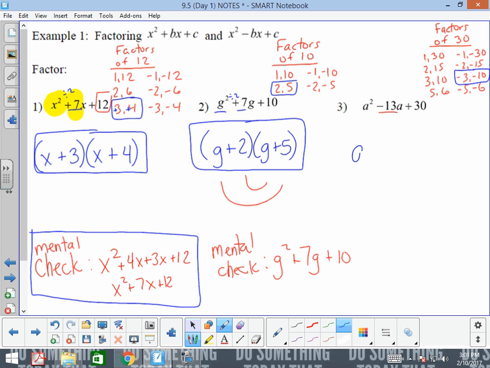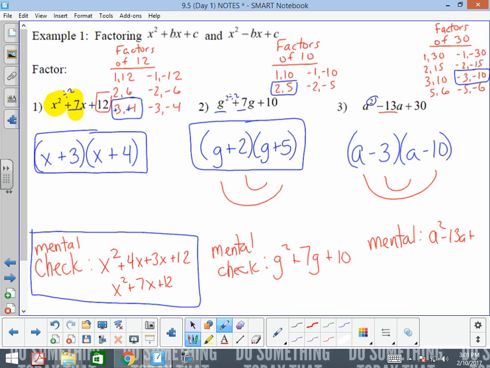So this answer, again, make sure you divide the first term's exponent by 2. A and A are the first terms in each parentheses. Minus 3 and minus 10 will be the last term in each parentheses. Use FOIL to check. And you get A squared minus 10A minus 3A, that's minus 13A, and then last times last is positive 30. So it does check. So our final answer on this one, A minus 3, A minus 10.